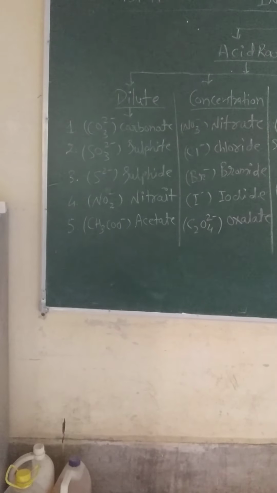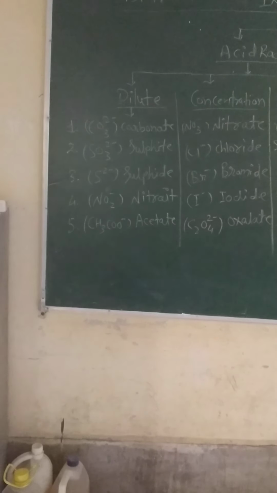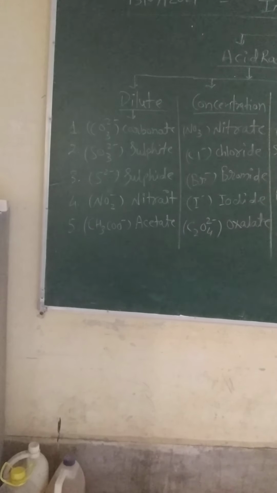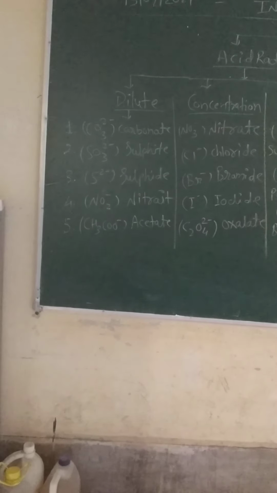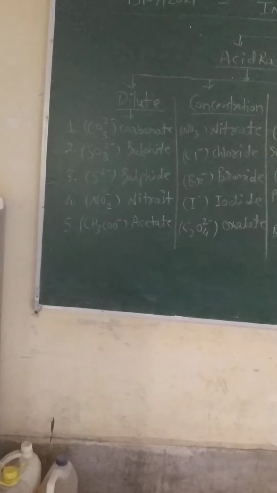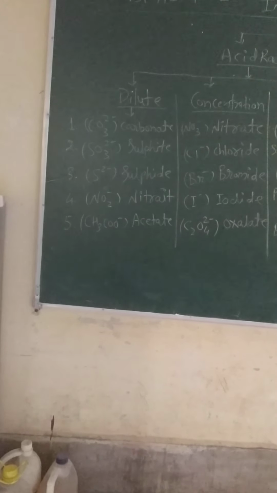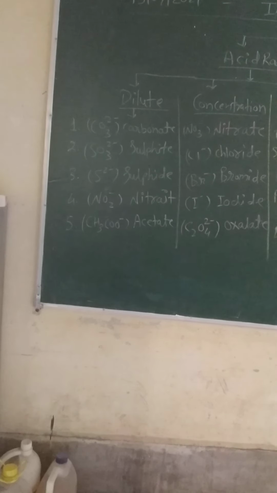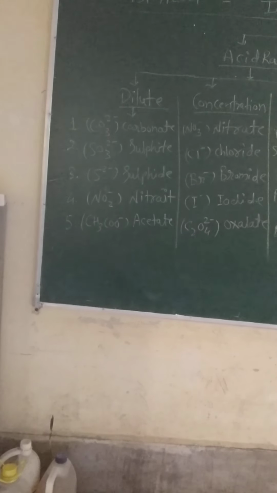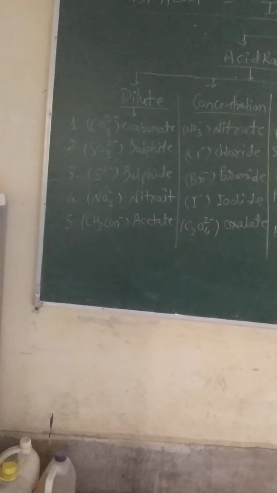Dip a filter paper in lead acetate solution, then hold the filter paper at the mouth of the test tube. The filter paper turns black. This confirms sulfide. This is the sulfide practical, and the first confirmatory test is complete.